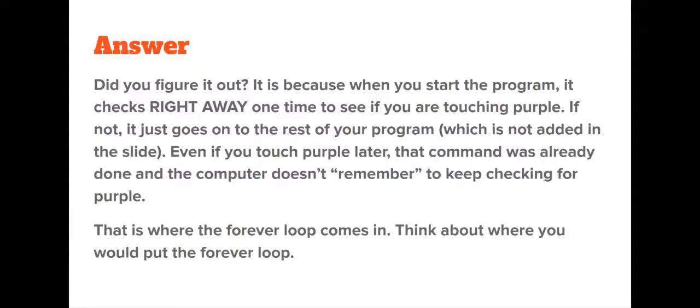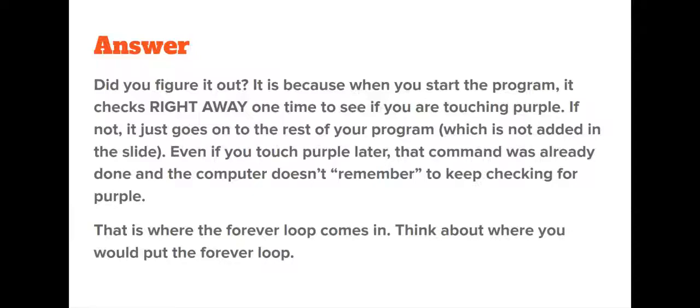Did you figure it out? It's because when you start the program, it checks immediately to see if you're touching purple. Well, if that's how you win the game, you're not going to be touching purple right at the beginning. You're going to have to move. And if you're not touching purple, it just goes on to the rest of your program. Even if you touch the purple later, it doesn't matter because the computer doesn't remember that that's the step you wanted to happen. This is where our forever loop comes in.